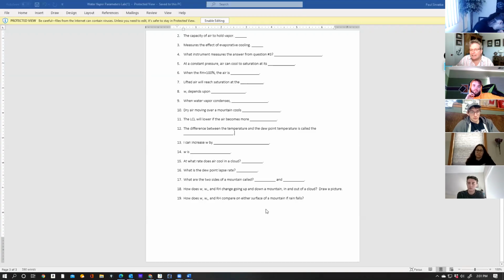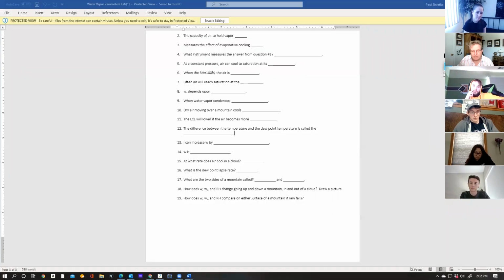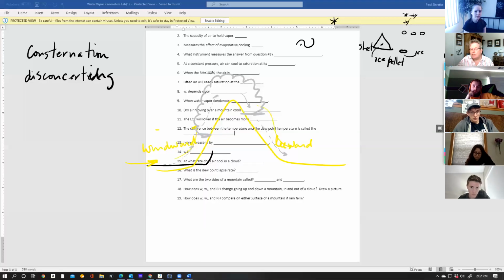Now, number 18 is tough. So what I'm saying is this. Imagine that I've got a cloud like this. The air is going up the mountain, and then it reaches the LCL, and it comes up the mountain wet adiabatically. Then it gets to the top, and it comes down the mountain, gets out of the cloud, and then it comes down the mountain. So in other words, there are 4 regions. There's going up the mountain, out of the cloud; going up the mountain, in the cloud; going down the mountain, in the cloud; going down the mountain, outside of the cloud. Does that make sense to you? And I'm asking you, how does W sub S, and RH change in those 4 places?